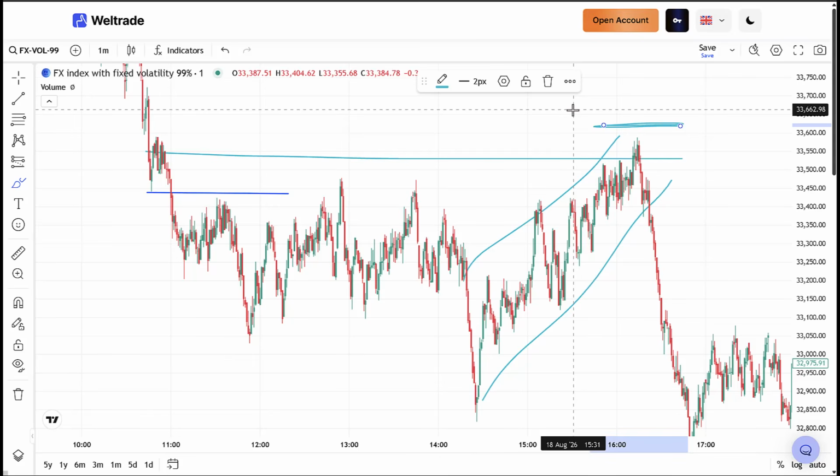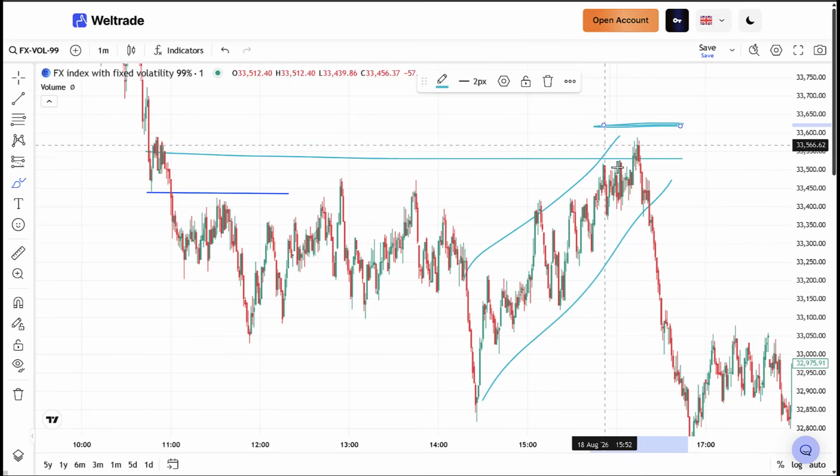So before I go, let me show you another example. Here is what we are doing here. Number one, what are we looking for? We're looking for a break of a what? A break of a low.